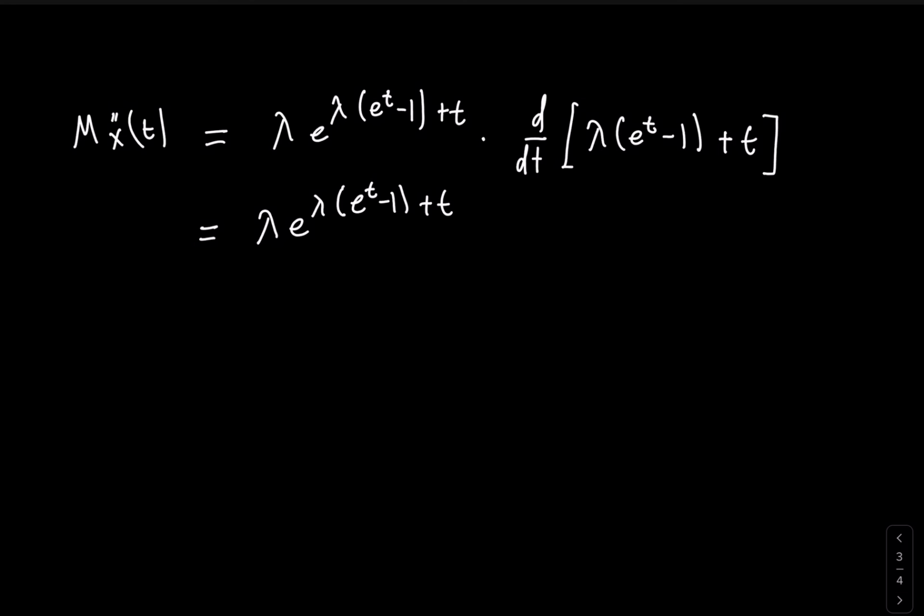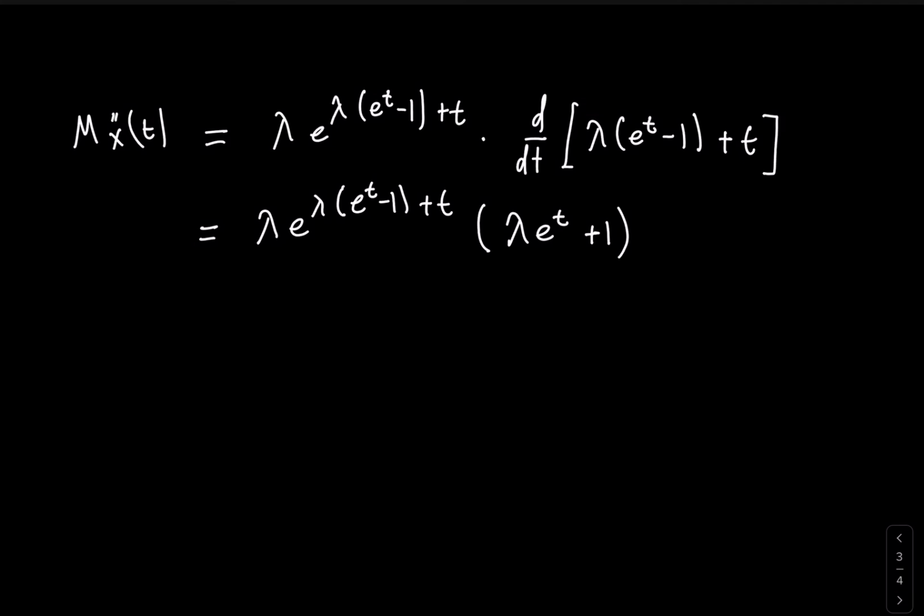And then in this expression here, when we differentiate with respect to t in the exponent, that just becomes lambda e to the t, because there's a constant times e to the t. And then, of course, we also have this plus t at the end. And when you differentiate t with respect to t, you end up with plus 1. And so this is our expression for the second derivative.